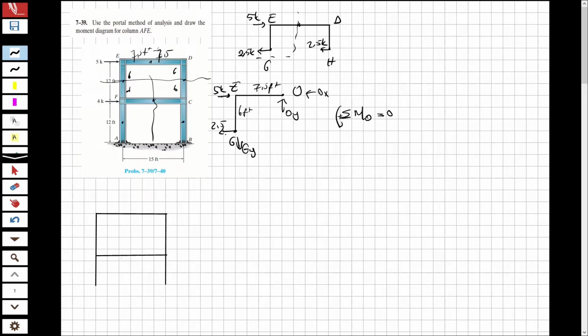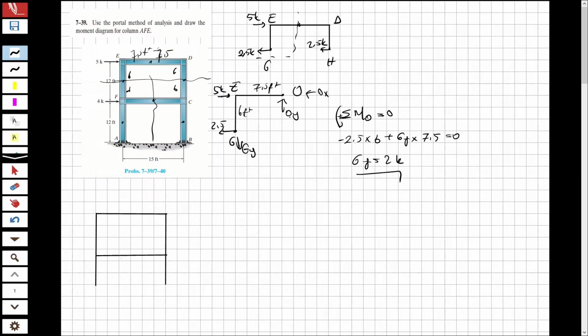So 2.5 multiplied by 6, because this will be negative, it is the clockwise direction, and plus GY multiplied by 7.5 equals 0. And GY is equal to 2 kips. Now we got the GY.